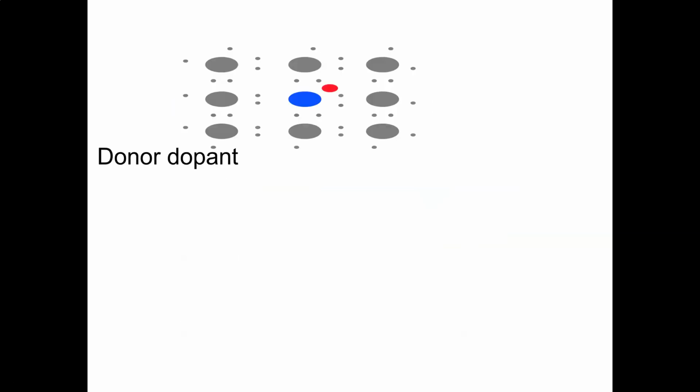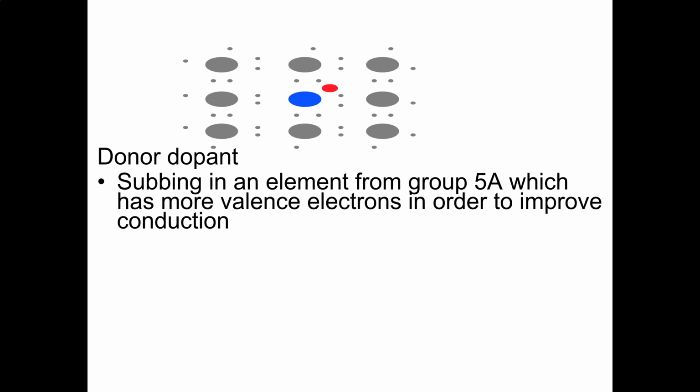So let's talk about them. So what's a donor dopant? Subbing an element from group 5A, which has more valence electrons, in order to improve conduction. The more valence electrons you have, the better it could conduct electricity. So that's why we do doping of this sort: because we want it to conduct electricity better, because semiconductors have to do that.